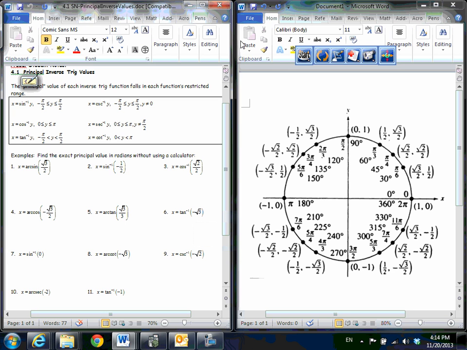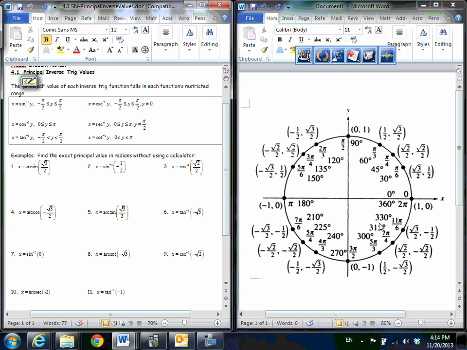All right, let's do some principal inverse trig values. The biggest thing we have to remember is everything about our unit circle. With the unit circle, we have our degrees, and as long as we're going counterclockwise, we go up like that. If we're going clockwise, starting here, they're all negative.